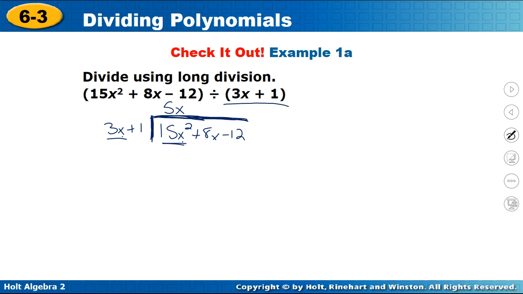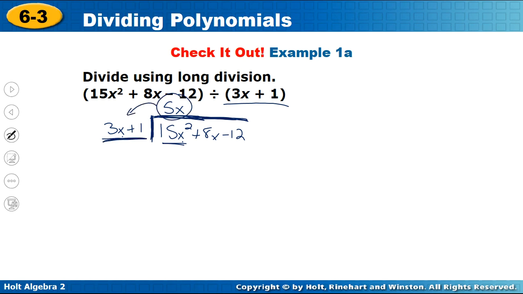We have the 5x. Now, what are we going to do with the 5x? We're going to multiply this 5x back into this binomial, those two terms. So 5x times 3x is going to be 15x squared. Now notice where I'm writing it, right below my problem. Of course I have to multiply the 5x as well. It's sort of like distributing to the 1. 5x times 1 is 5x.